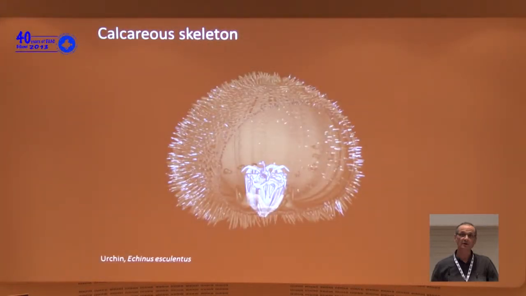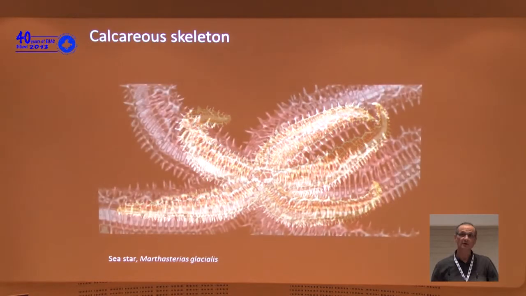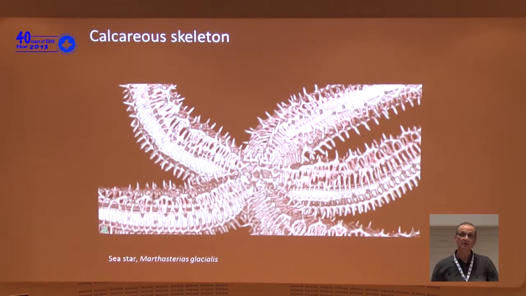The first thing we see with X-ray is a calcareous skeleton, here of an urchin, and we can have not only one section but all the animals, and we can choose the image we want. Here a sea star, and we can do several sorts of images. And here we can really see the skeleton and the structure of the animal.